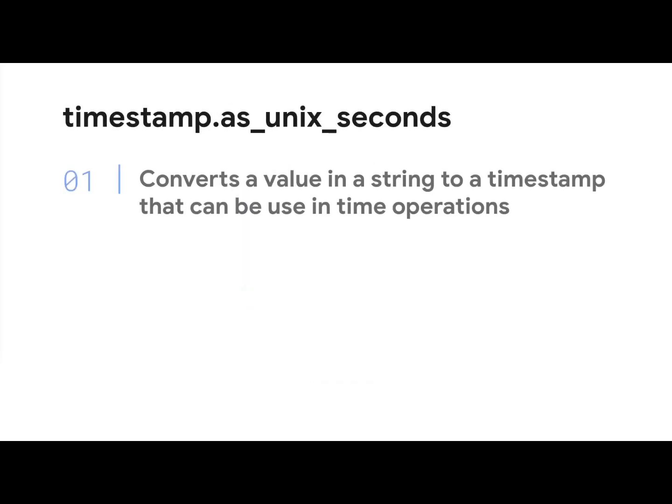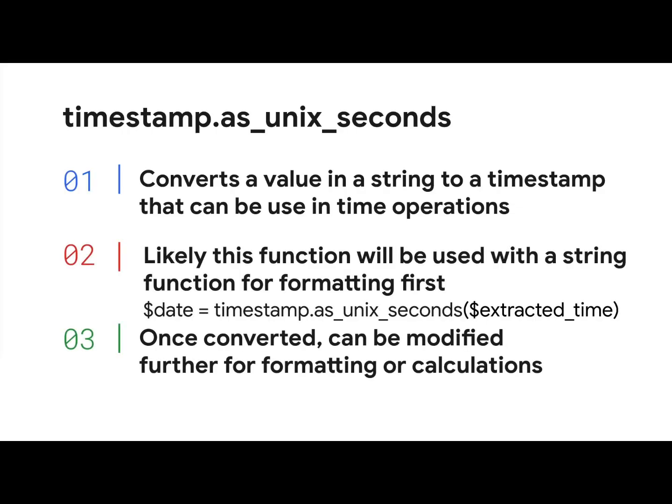The timestamp as Unix seconds function converts a date value in a string to a timestamp that can be used in time operations and is very simple to use. You just supply the field or variable the value resides in. That having been said, it does require a format of year, month, date, hour, minute, second. And because of that, functions like strings.concat and strings.substring may need to be used to format the string properly before converting it. The good news is that once the conversion occurs, these values are treated like any other date and timestamp function for formatting or other logic that can be applied to them as needed.